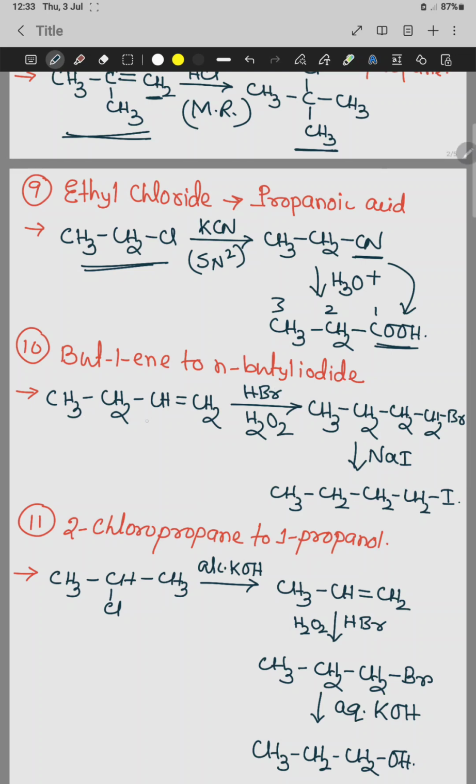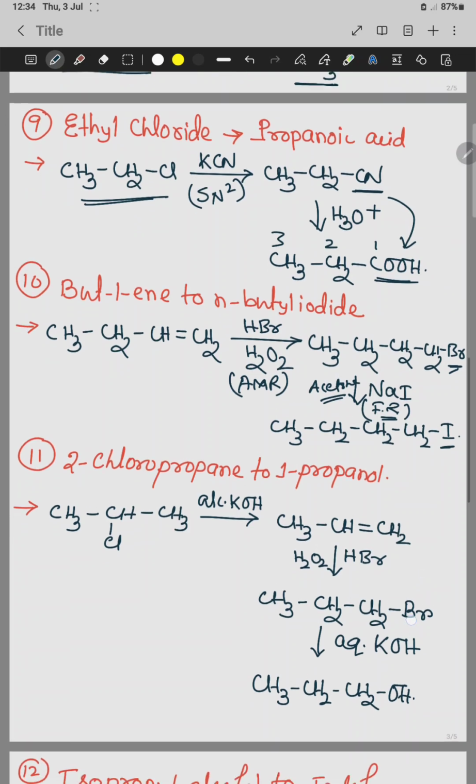Next one is but-1-ene to n-butyl iodide. So in but-1-ene do the anti-Markovnikov rule, and then do the Finkelstein reaction. This is our Finkelstein reaction, so that the bromine will be replaced by the iodine when you give NaI in presence of acetone. Okay, in presence of acetone. So when you give NaI in presence of acetone, according to the halogen exchange reaction, Br will be replaced by the iodine. Okay, this is our Finkelstein reaction.